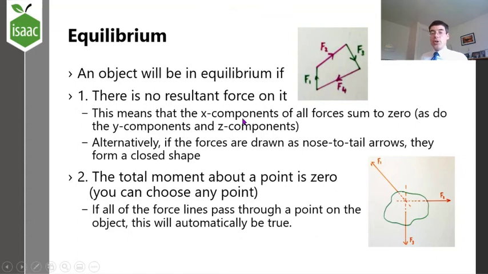But in order to show the thing isn't turning either, you also need to choose a point, and it doesn't matter which one, and show that the total moment of all the forces about that point is 0. If your three forces happen to all go through a point, like these three here, then you automatically know that that one is satisfied.